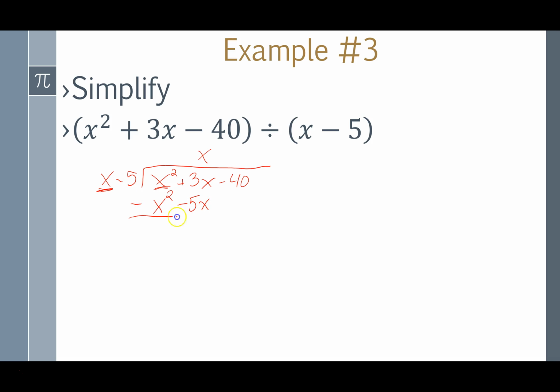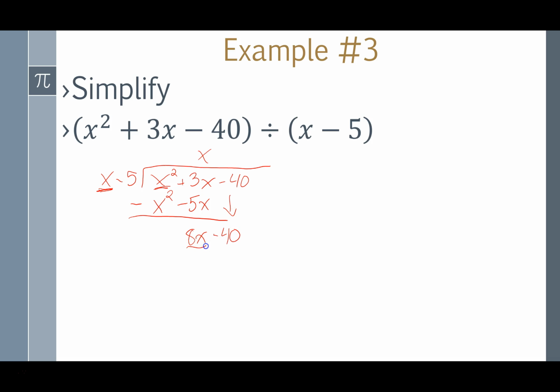We now subtract the two terms. X squared minus x squared is 0, cancels. That should happen. We need to be careful with subtractions. If we have negatives, you got to remember that 3 minus a negative 5 becomes 3 plus 5. So that's why this is 8x. And then we carry down the next term and repeat the process.